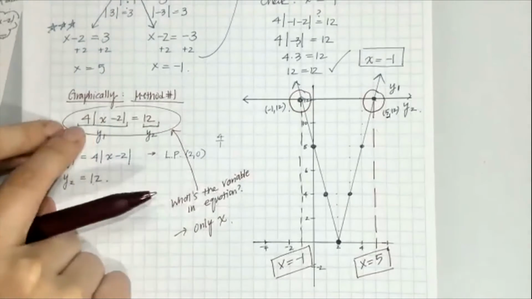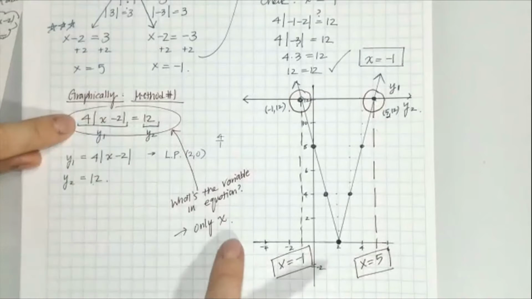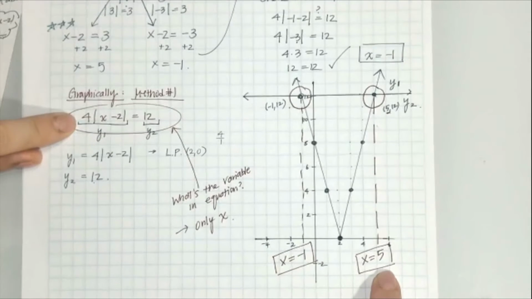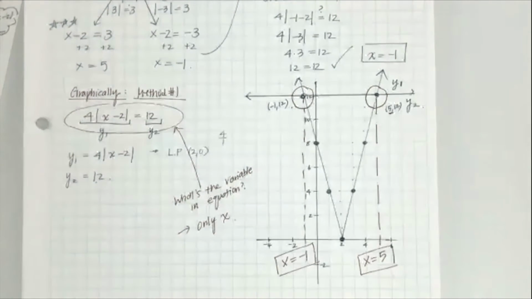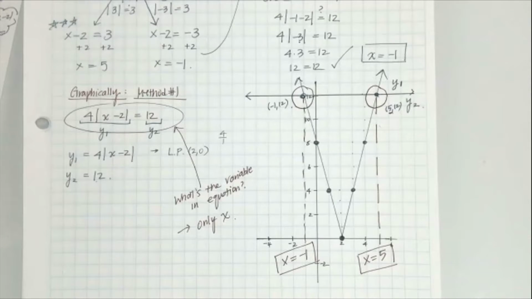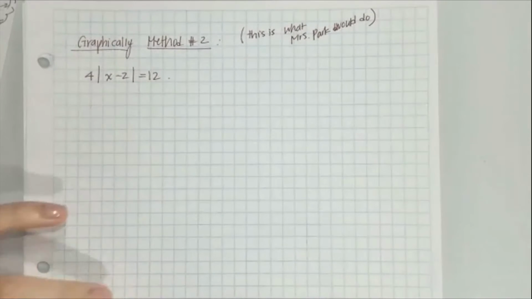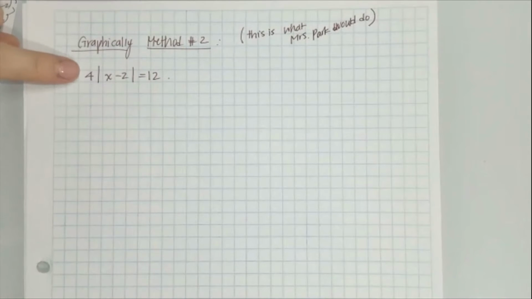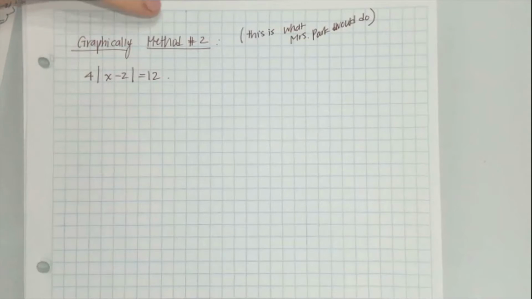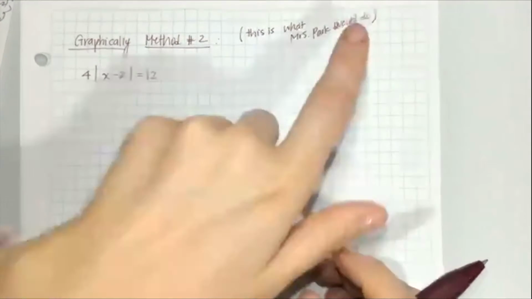This is what I was asked to solve, and it only has an x. Therefore, my solution only should be the x coordinates. Now let me show you the second method. I'm still solving the same equation, but I'm showing you how to do it graphically with another method. And this is actually what I would do.